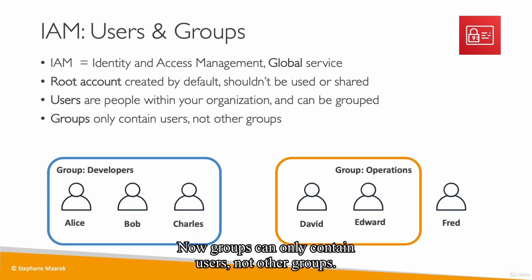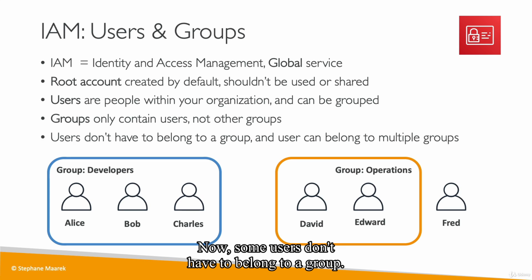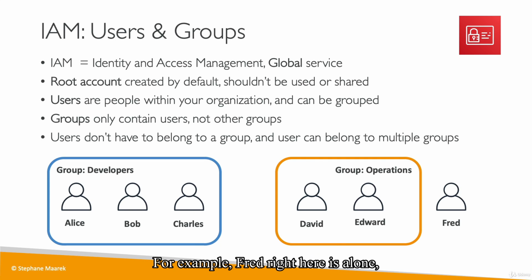Now groups can only contain users, not other groups. So this is something very important to understand. Groups only contain users. Now some users don't have to belong to a group. For example, Fred right here is alone. He does not correspond to any group. That is not best practice, but it is something you can do in AWS.